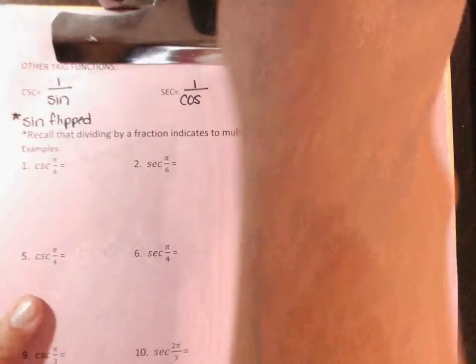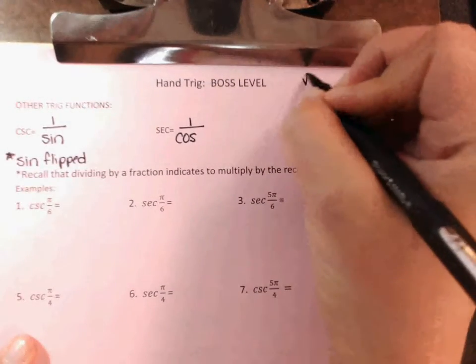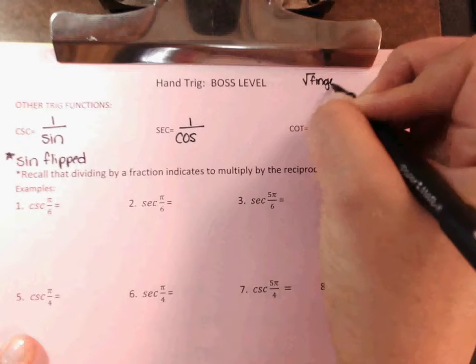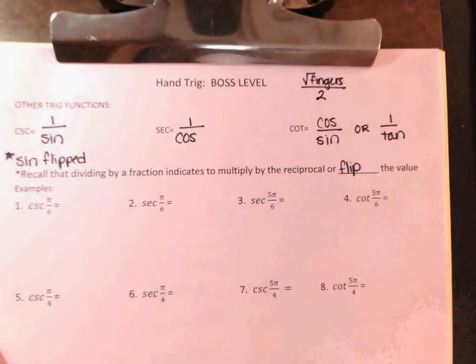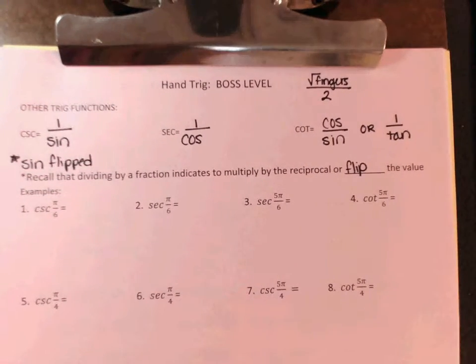Remember, the formula, I'm going to squeeze it up here, is the square root of the fingers over 2. So what if you have no fingers? 0. And what if you have all 4 fingers? What does it come out to be? 1. Because remember, it would be 2 over 2, which is 1, yeah? Okay, so let's do the first one.